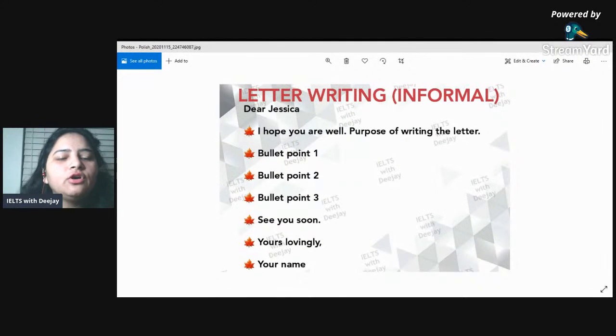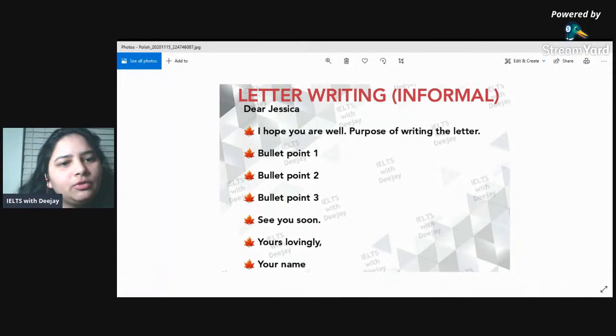This is the format of an informal letter. You will start with "I hope you are well." When you write "Dear Jessica," "Dear Sam," whatever the name you want to write, you have to start in an informal way, that is, "I hope you are well." This is to show the examiner that you know it's an informal letter and you're starting it with an informal tone because you're asking about the person. I hope you're well. Then you will write the purpose.